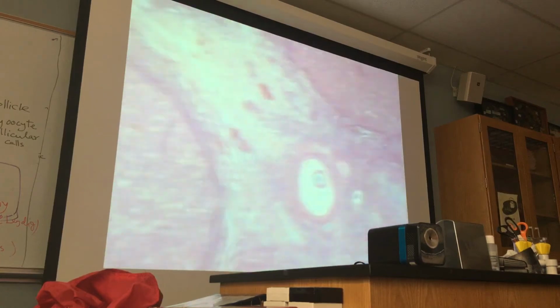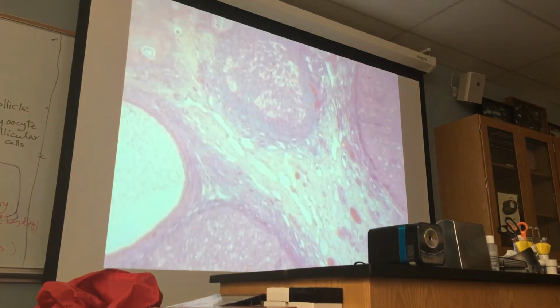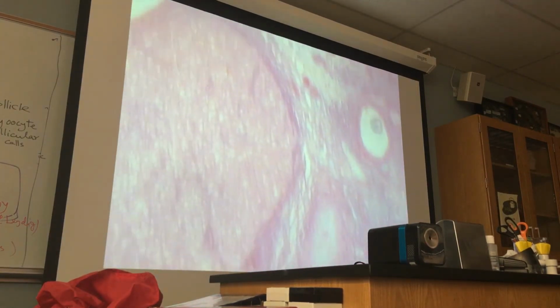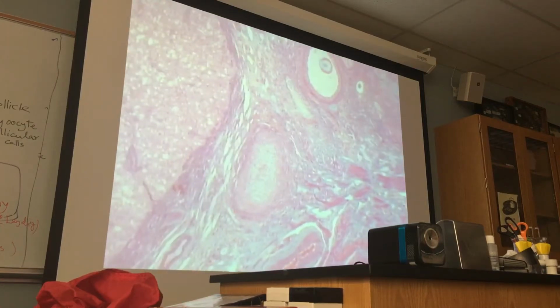Let us look at another corpus luteum, corpus albicans, if there is one. Yeah, this is one corpus albicans, this one. Corpus albicans.